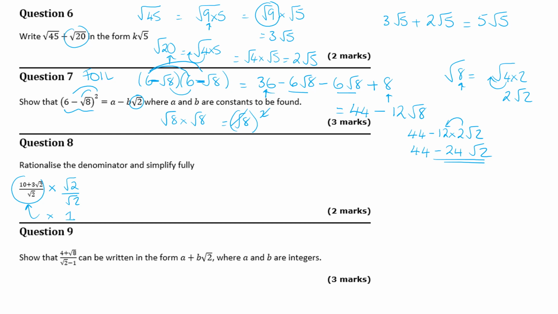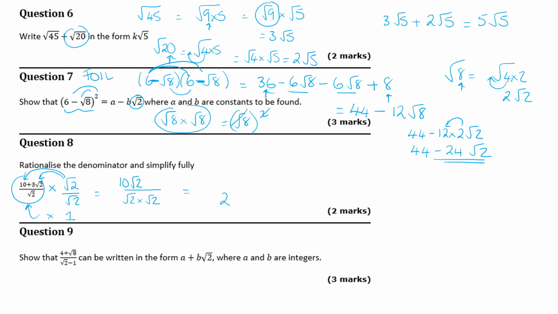Now you're going to do that to get on the bottom the root 2 times the root 2, and again, like we had here with the root 8 squared, that's just going to equal 2, and then all we need to do is multiply the 2 by both of those terms in the bracket. So that's going to be root 2 times 10, 10 root 2, and then 3 times root 2 times root 2.